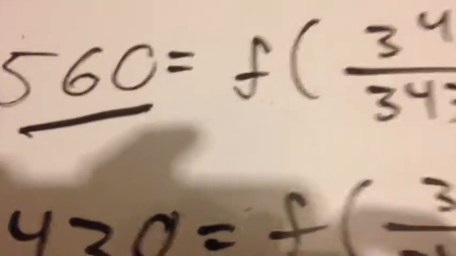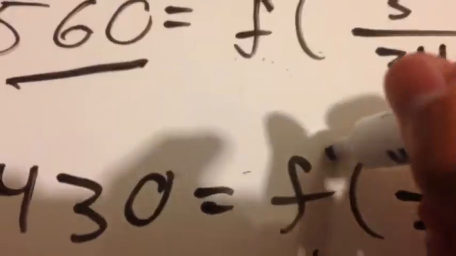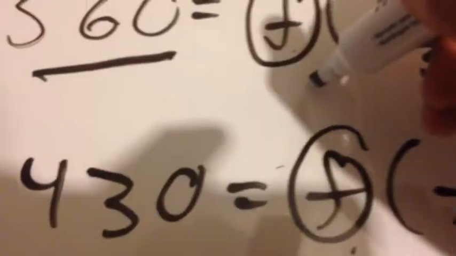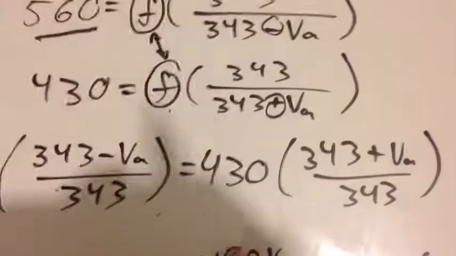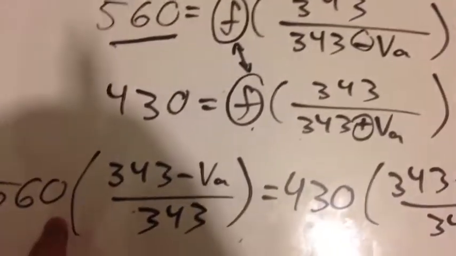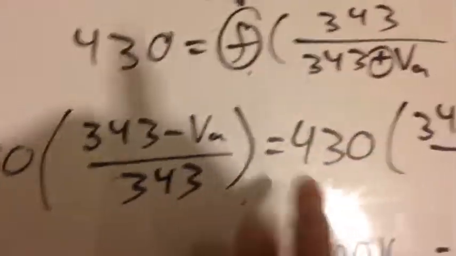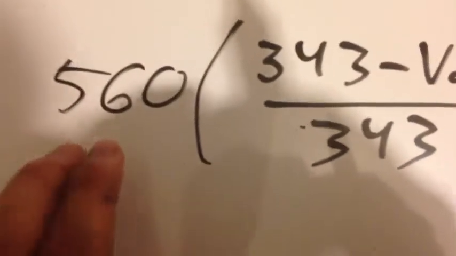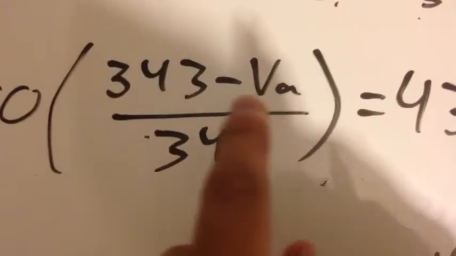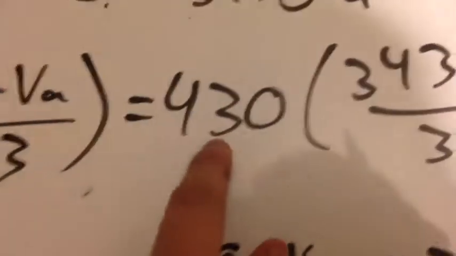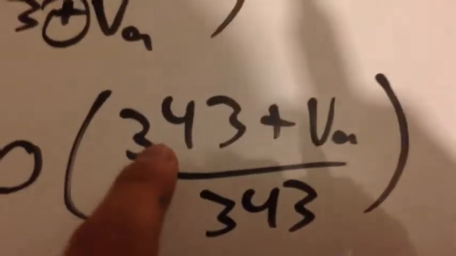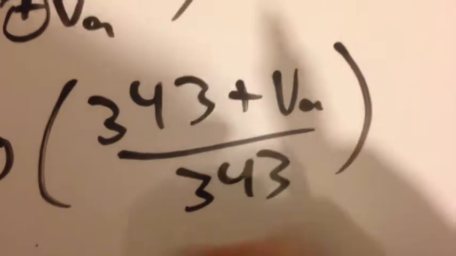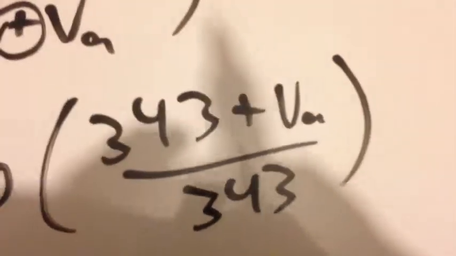We now have these equations, so we arrange them to be frequency equals something, and this frequency is going to be the same in both places, so we can set them equal, getting our first equation equals our second equation. This gives us 560 times 343 minus the velocity of the ambulance over 343 equals 430 times 343 plus the velocity of the ambulance over 343.